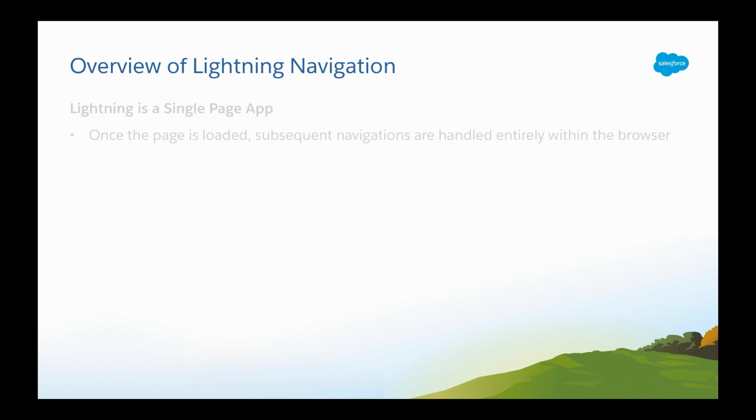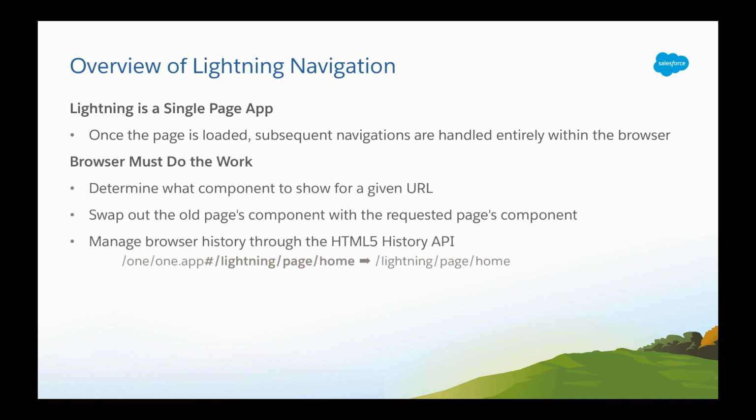All right. So as you probably are aware, Lightning is a single-page app. That means that once the page is loaded, all the subsequent navigations are handled entirely within the browser. That means that the browser is doing all the work. It determines what component to display for a given URL. It has to swap out old components and put in the new components when you navigate to a new page. That also means that we have to do some caching to improve performance on back navigations and re-navigations of the same page. We manage the browser history through the HTML5 history API.